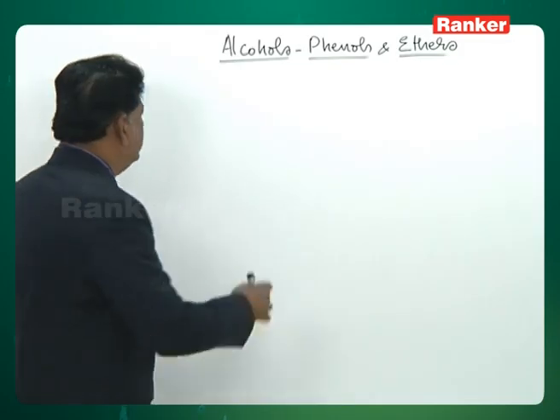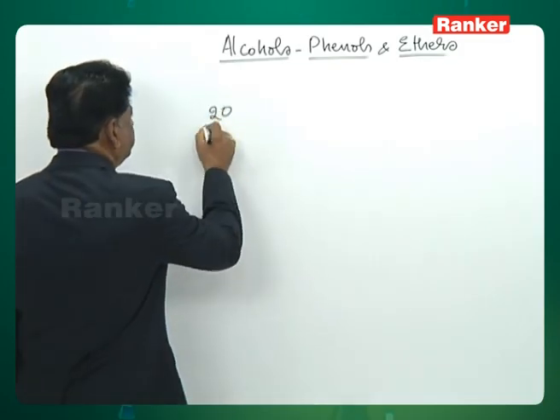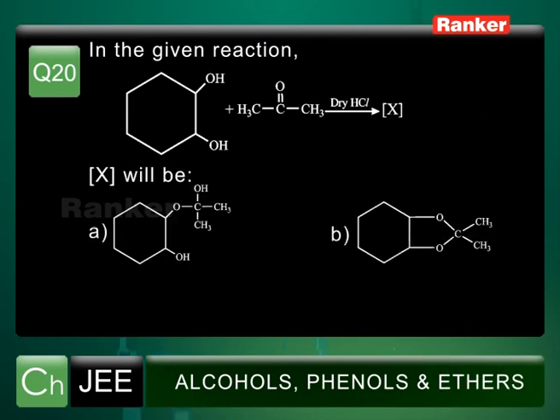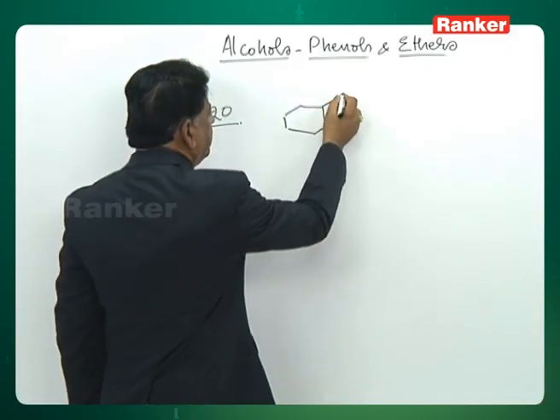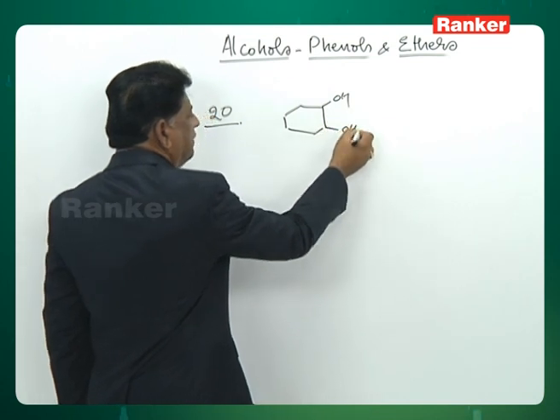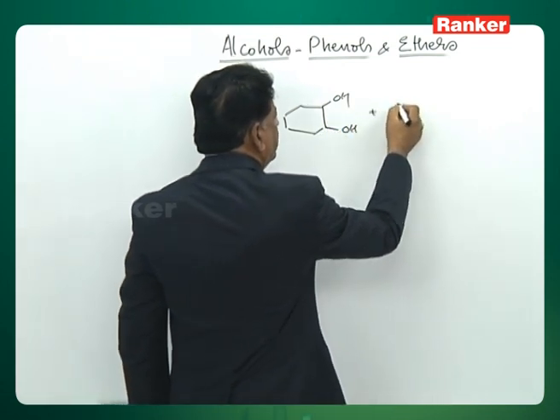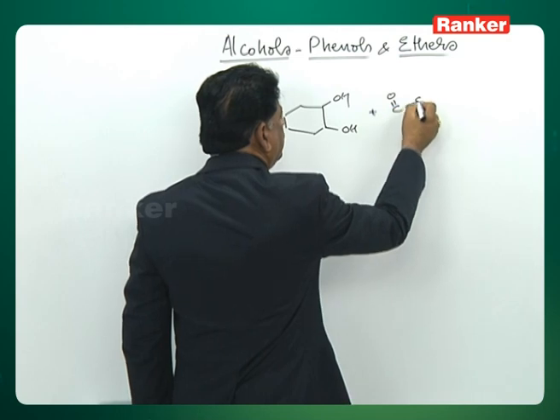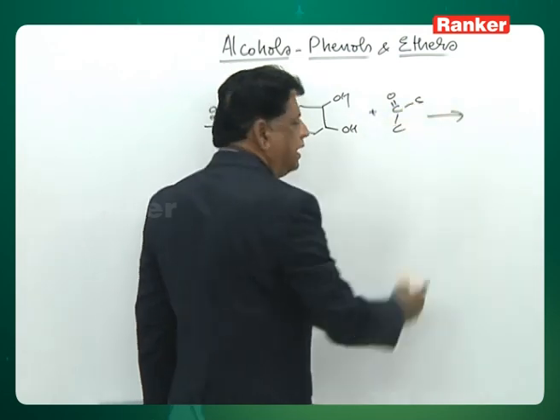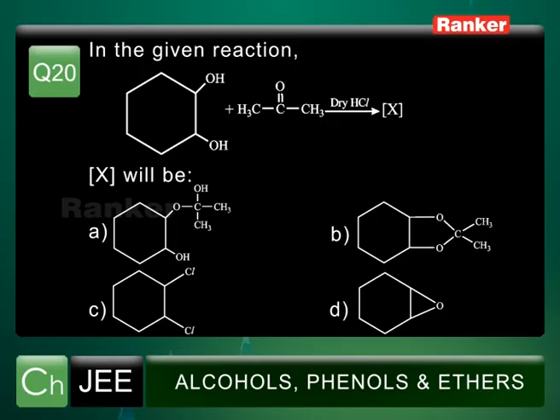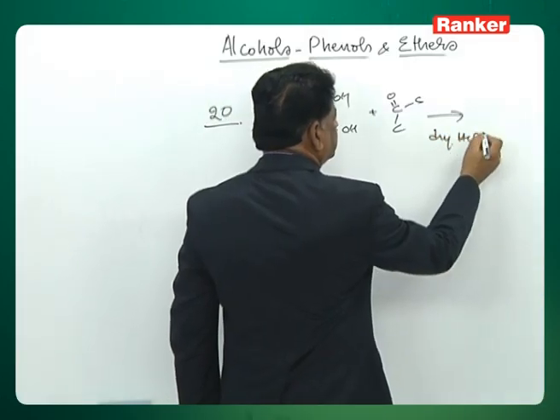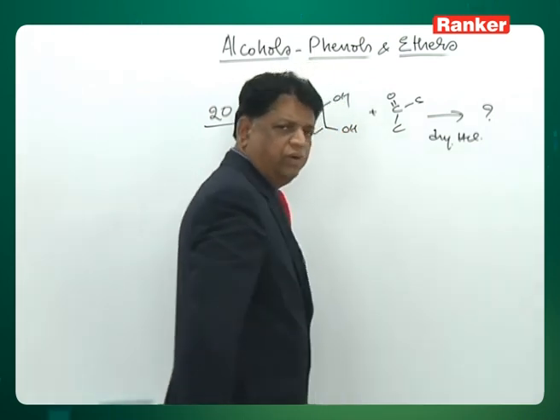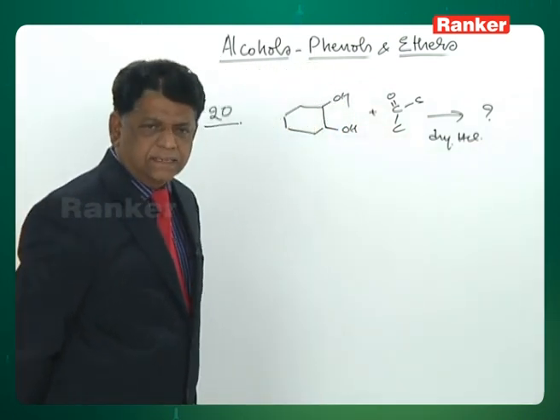So, let us go for the 20th question. In this question, a compound containing 2 OHs side by side is treated with acetone. Acetone is a carbonyl group containing the 2 methyls, and then dry HCl is added, in order to get a product. The product is asked here.